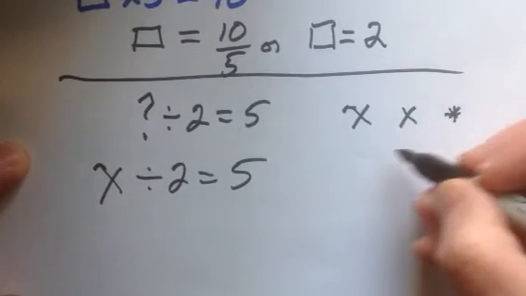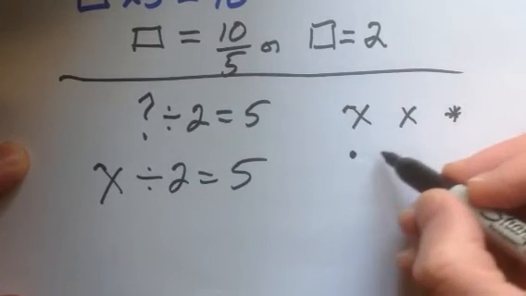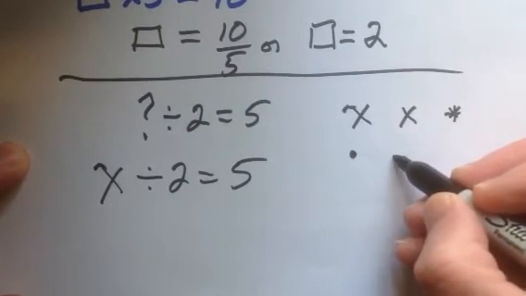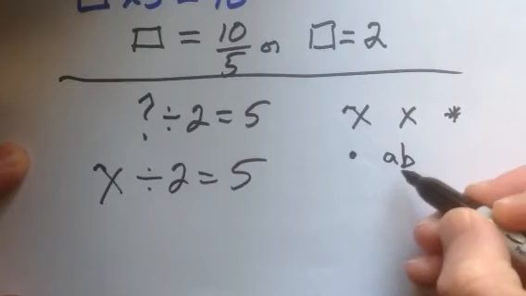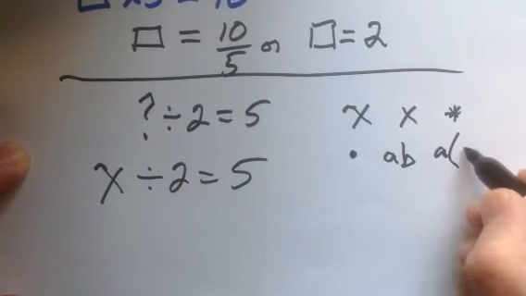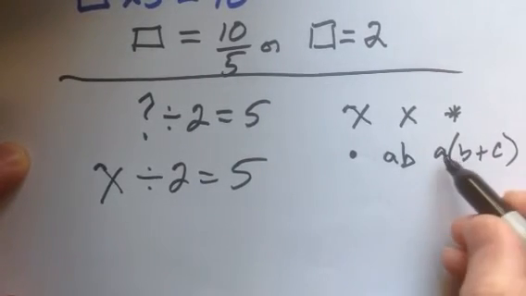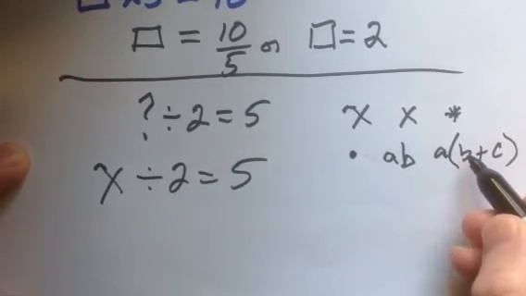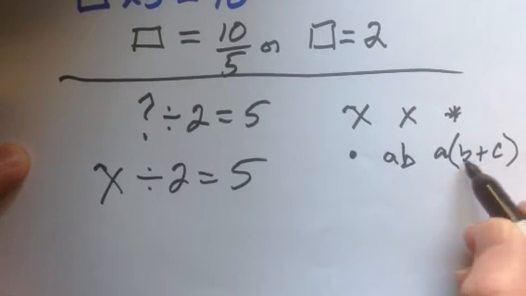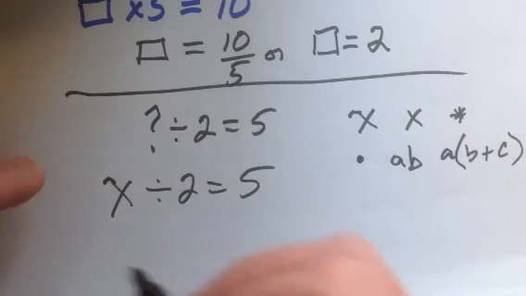What you also need to know is that for generalization purposes, a dot works as multiplication, and so does just putting a next to b: that is a times b, or a times b plus c, as we talked about in the distributive property. That implies that a times the quantity b plus c, or the sum of b plus c. Okay? But nothing to freak out about.